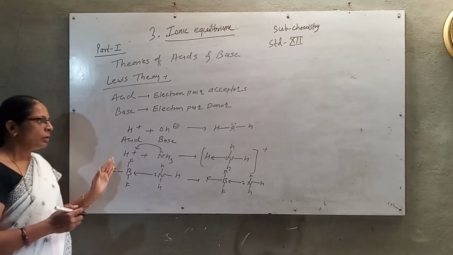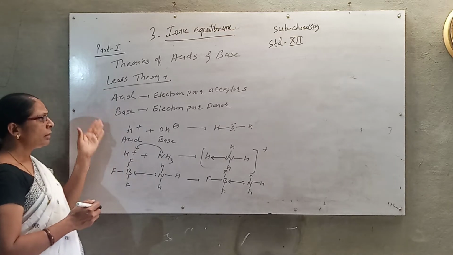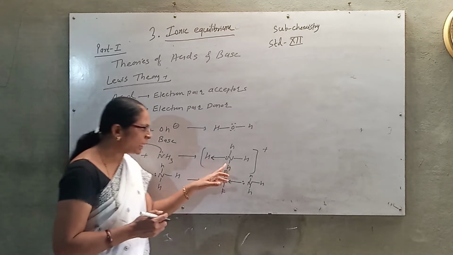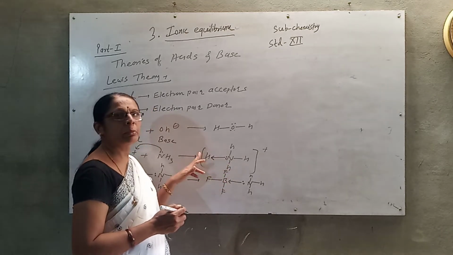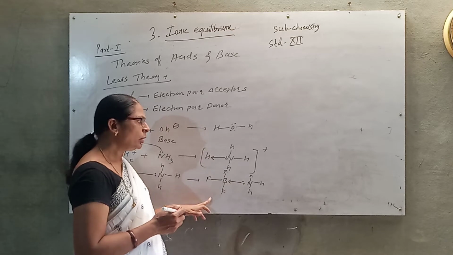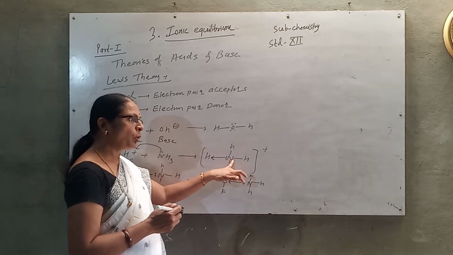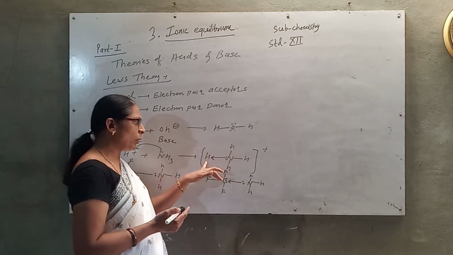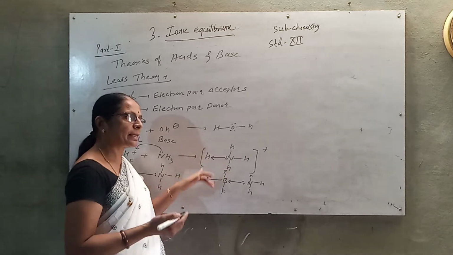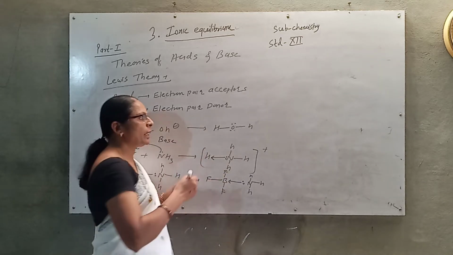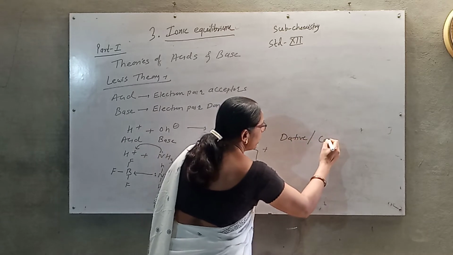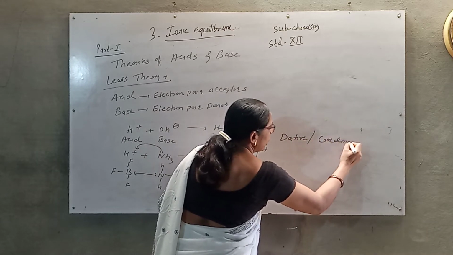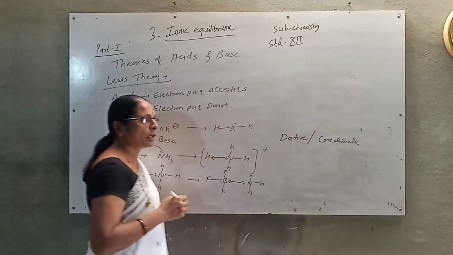Okay, so in this Lewis acid-base reaction there is a formation of a bond. That bond is called a dative bond or coordinate bond. In a coordinate bond, one species donates a lone pair of electrons and another species accepts it. So in Lewis theory, you can observe a dative bond or coordinate bond.